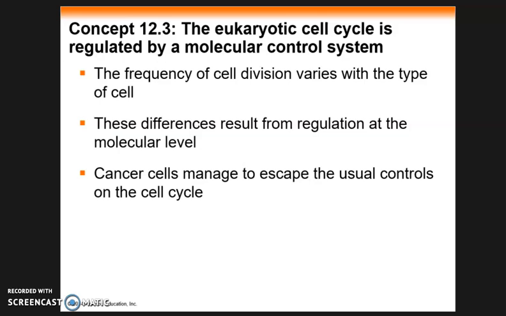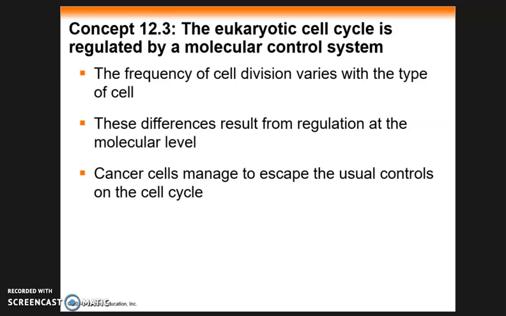Chapter 12, Section 3. The eukaryotic cell cycle is regulated by a molecular control system. The timing and rate of cell division in different parts of animal or plant cells are crucial for normal growth, development, and maintenance. The frequency of cell division varies with cell type.